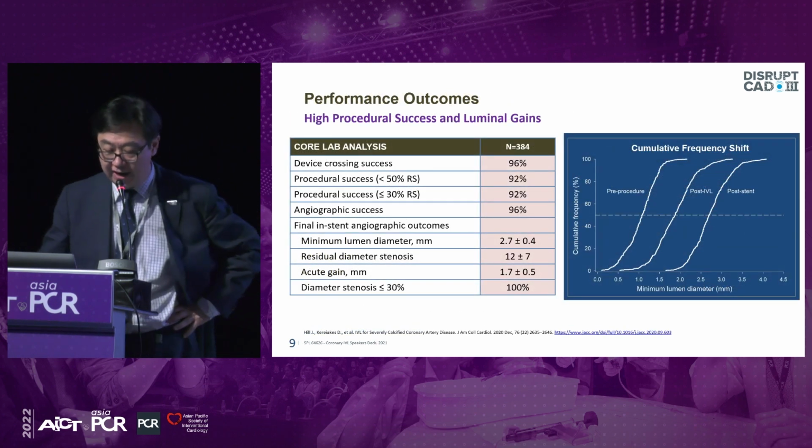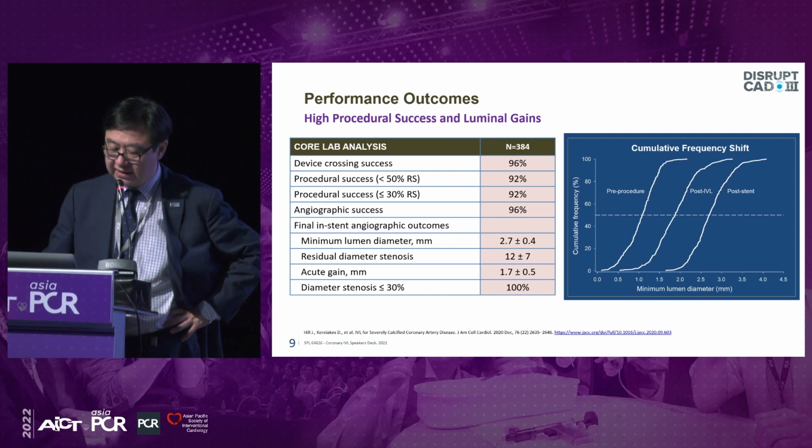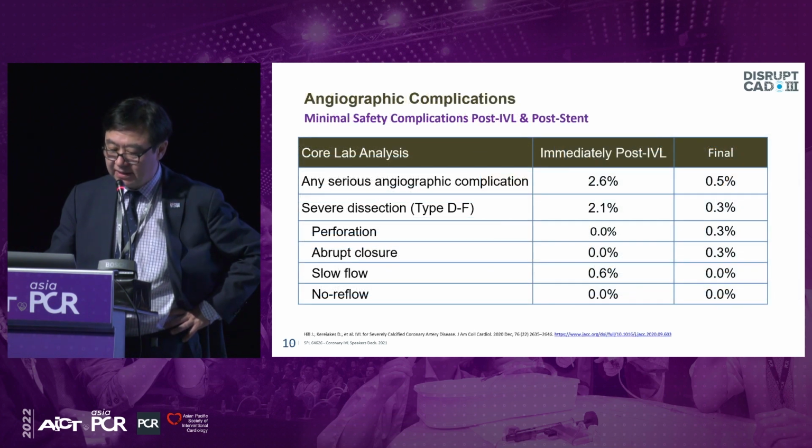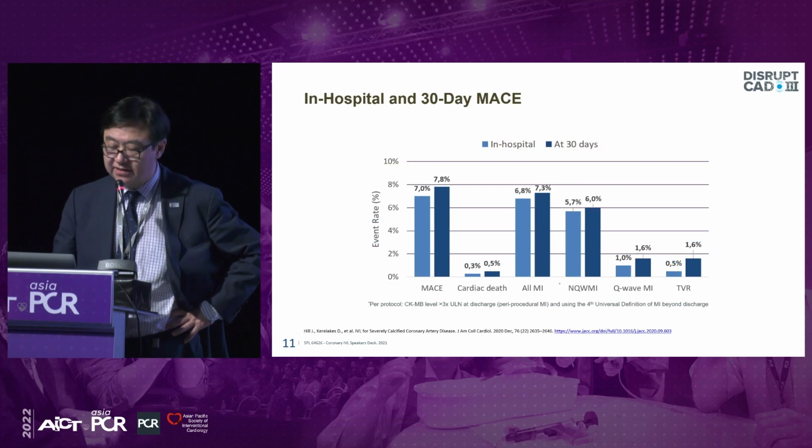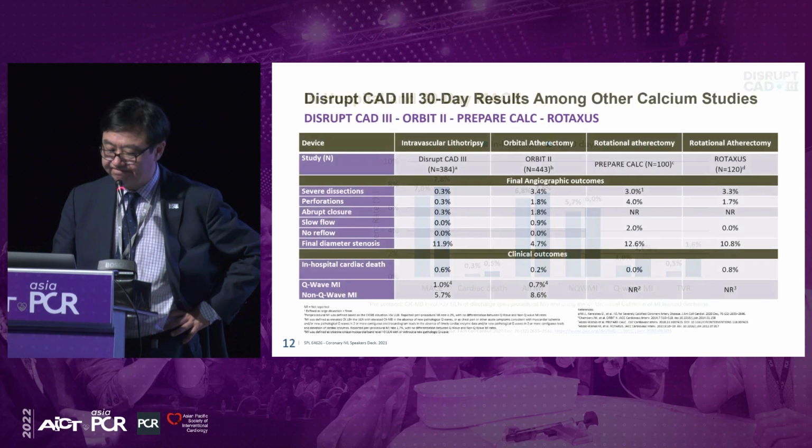Procedural success, high. It works, and it allows you to have acute lumen gain and deliver your stents. Complication rates, very low. In fact, adjudicated core lab analysis shows that severe dissections are minimal, and perforation risk is extremely low, as is no reflow. In-hospital MACE events are low, as well as consistently across 1 month, 30 days.